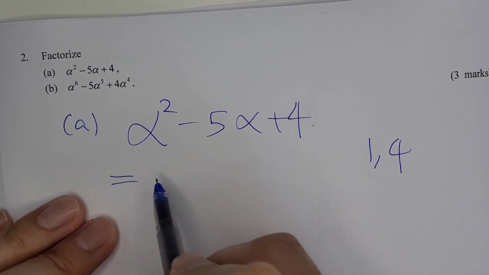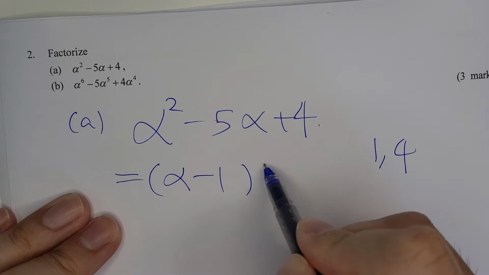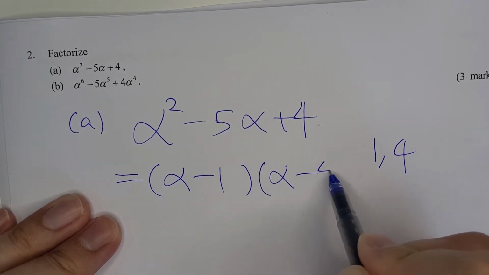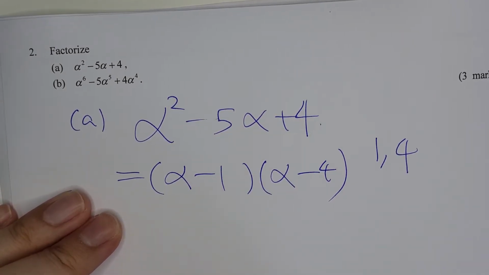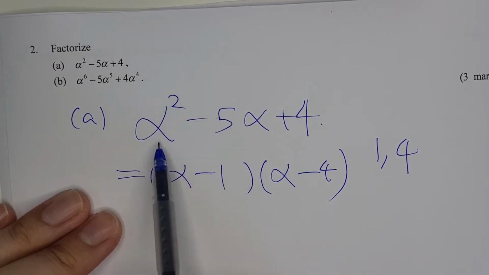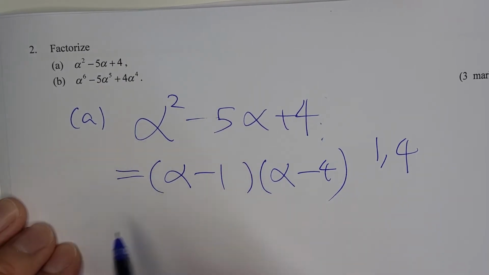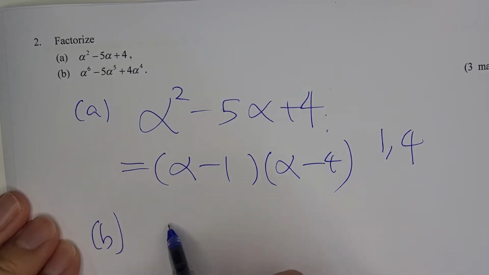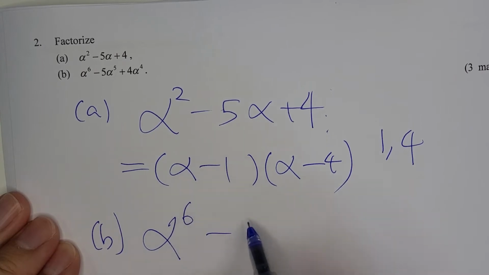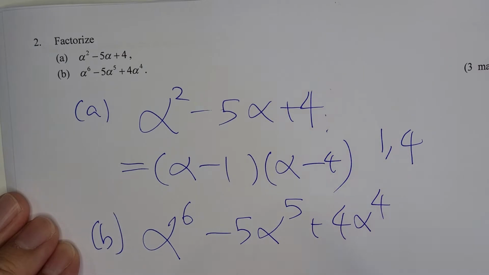So you need to write down the expression, that is alpha minus 1, and the second factor, alpha minus 4. Okay, how to check the answer? You can expand it to see whether it becomes the original expression. So part B, there is alpha to the power 6 minus 5 alpha to the power 5 plus 4 alpha to the power 4.